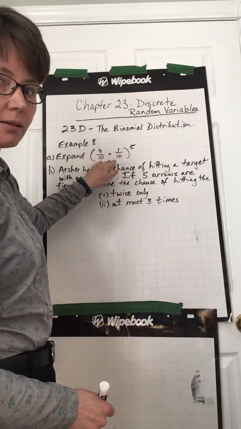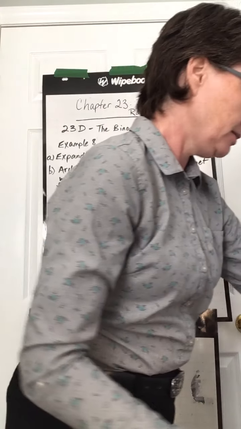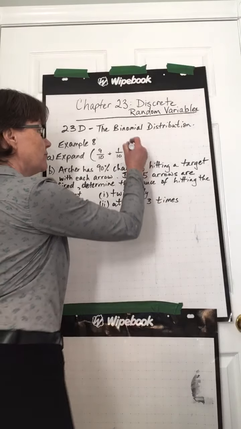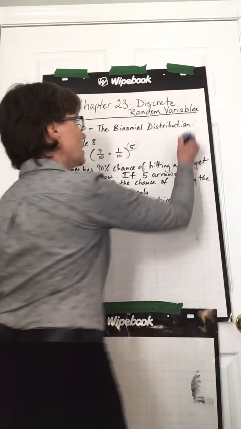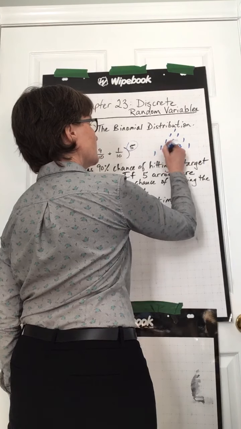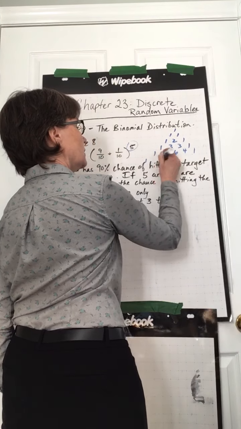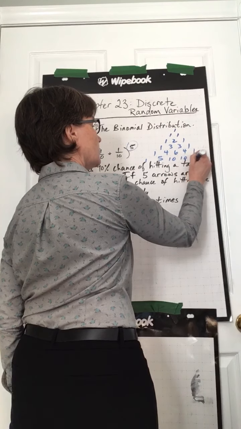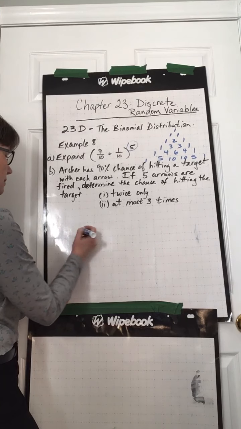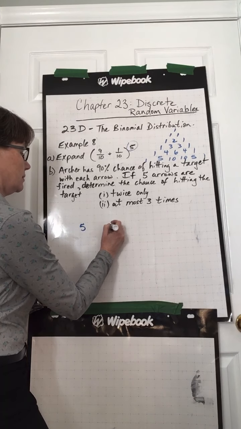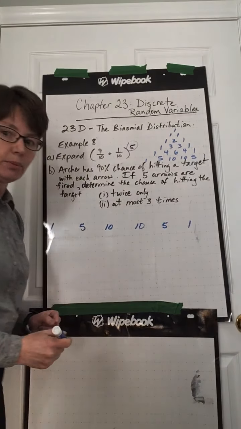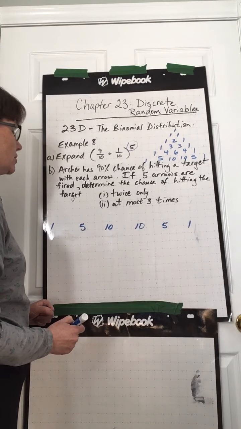9/10 plus 1/10 to the power of 5. So just remembering how expansion works, we're going to need the 5th row of Pascal's triangle. 1, 5, 10, 10, 5, 1. All right, so 1, 5, 10, 10, 5, 1 are the binomial coefficients in this expansion.